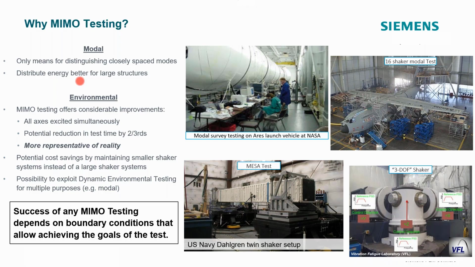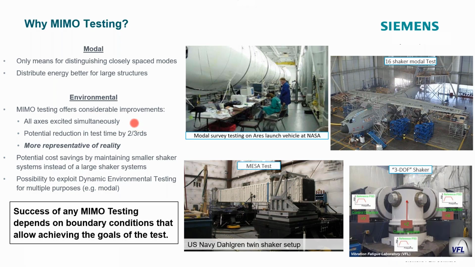Also, another big reason is to distribute the energy more evenly around the large structure. For example, this long, slender rocket from the Ares launch vehicle, or for aircraft, typically there's a bunch of shakers, and in this case, it's kind of an extreme case where they're using 16 shakers mounted for this A400 Airbus aircraft. For environmental testing, the whys for MIMO testing.